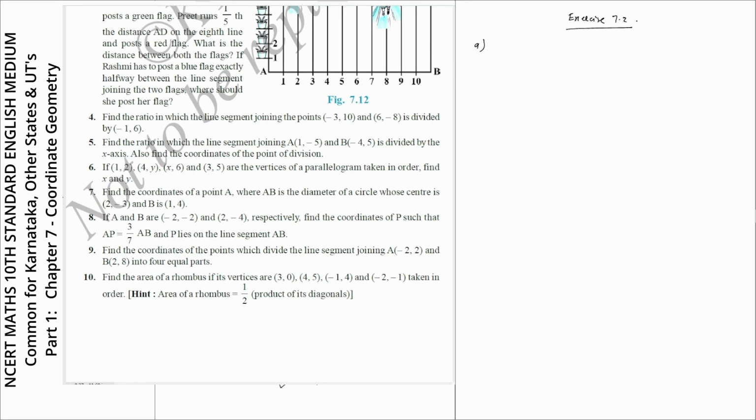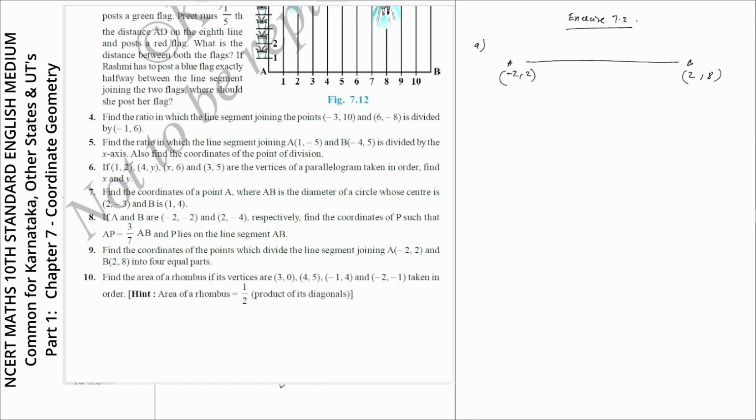Exercise 7.2, question number 9. Find the coordinates of the points which divide the line segment joining A(-2, 2) and B(2, 8) into 4 equal parts. So there is a line segment AB, and the coordinates of A are (-2, 2), coordinates of B are (2, 8). So we need to divide this into 4 equal parts.